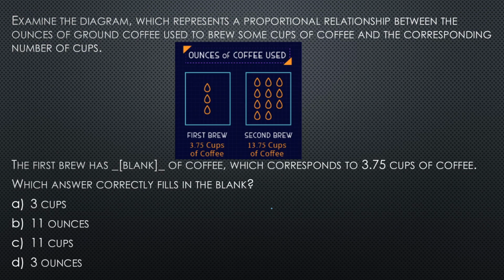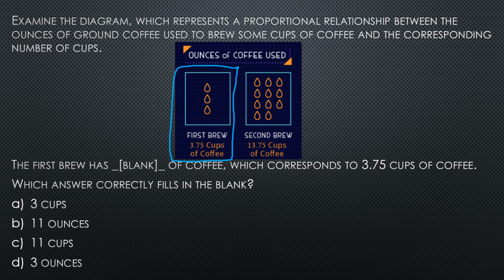Our next question says, examine the diagram which represents a proportional relationship between the ounces of ground coffee used to brew some cups of coffee and the corresponding number of cups. The first brew has blank cups of coffee, which corresponds to 3.75 cups of coffee. So I'm looking at this one here, and this question is much easier than you might think.